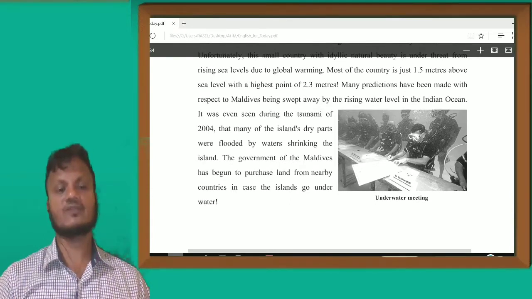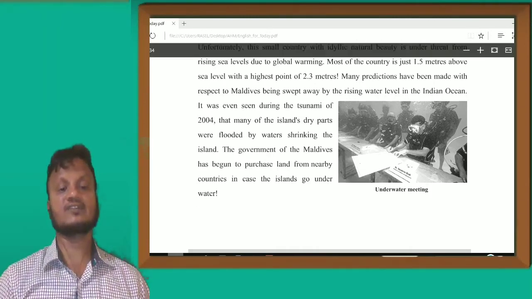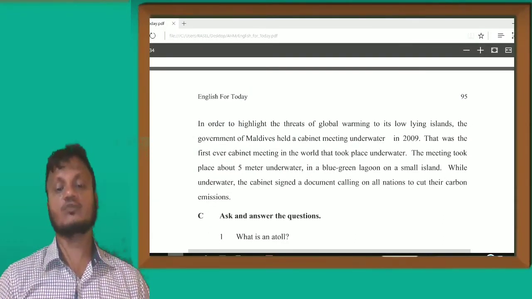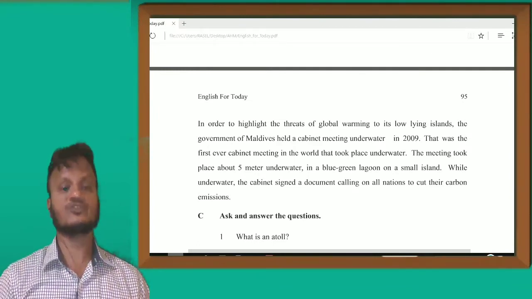The government of the Maldives has begun to purchase land from nearby countries in case the islands go underwater. In order to highlight the threats of global warming to its low-lying island, the government of Maldives held a cabinet meeting underwater in 2009. That was the first ever cabinet meeting in the world that took place underwater. The meeting took place about 5 meters underwater in a blue-green lagoon on a small island. While underwater, the cabinet signed a document calling on all nations to cut their carbon emissions.